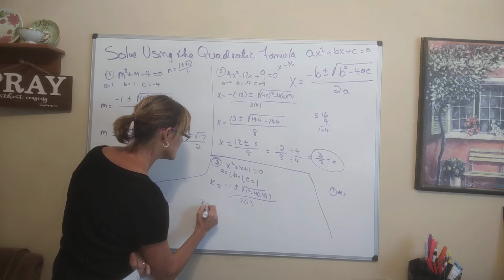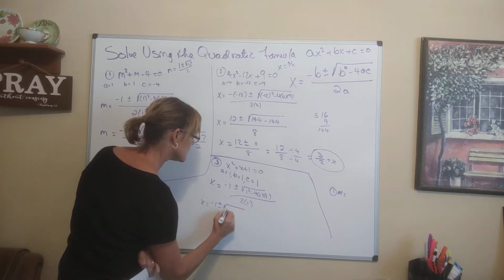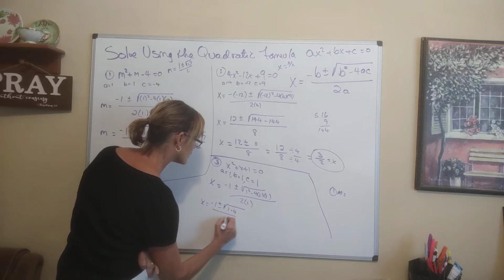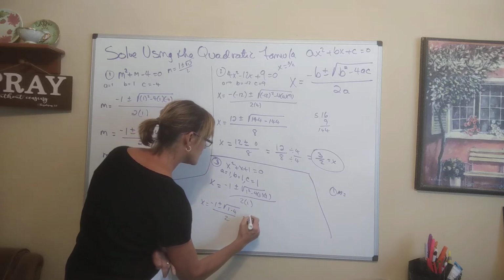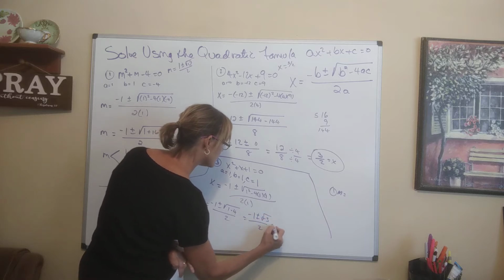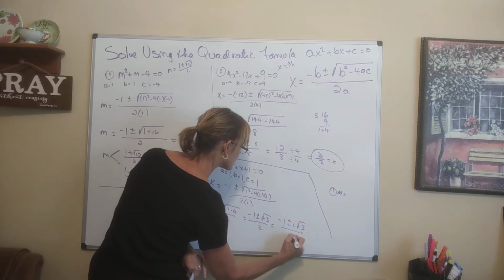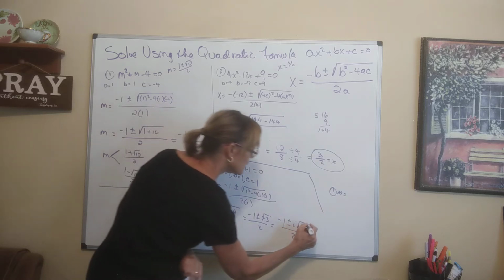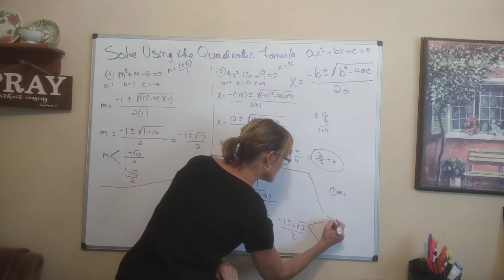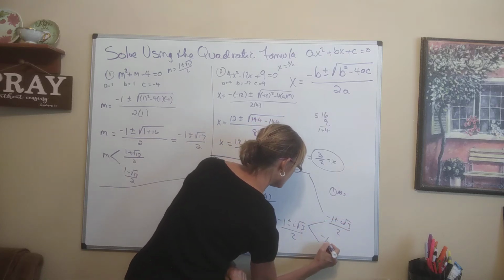So we get x is equal to negative 1 plus or minus the square root. 1 squared is 1 minus 4 all over 2. This is going to be negative 1 plus or minus the square root of negative 3 over 2. Negative 1 plus or minus i square root of 3 over 2. So my two solutions here are negative 1 plus i square root of 3 over 2 and negative 1 minus i square root of 3 over 2.